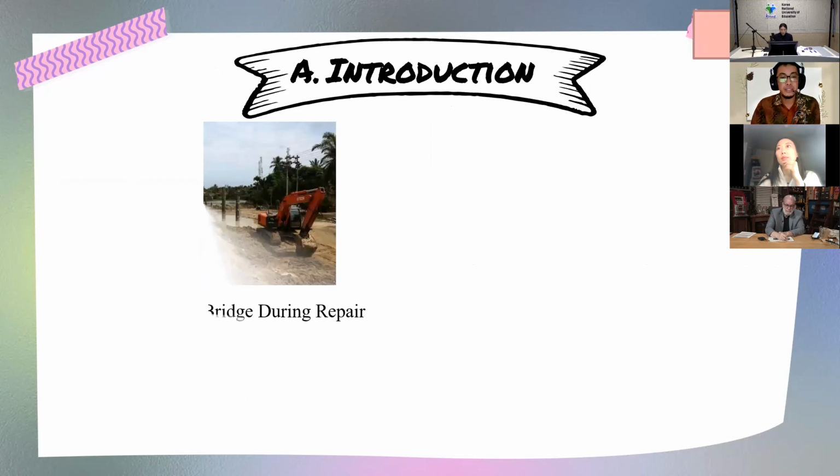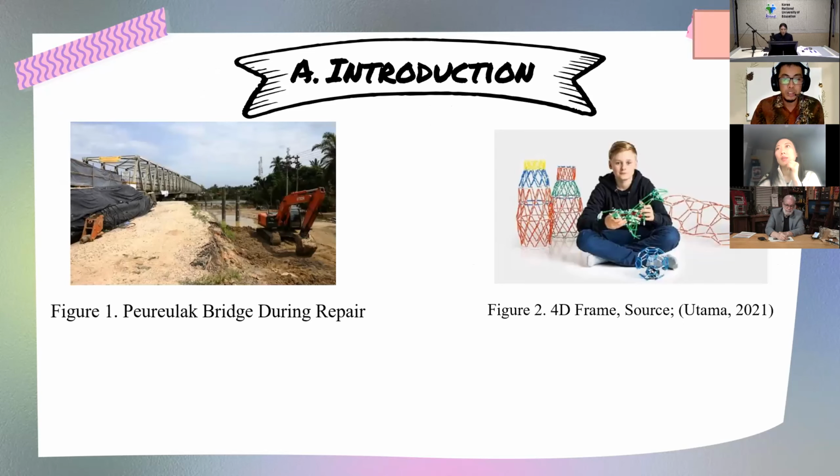Then figure 1, the prologue during required, and figure 2, the 4D frame, source from Mr. Yoga Utama 2021. I will explain. The application of STEM learning in state junior high school Perla is very rare. The students and the author lack knowledge and experience using STEM learning in the classroom. STEM learning will be more meaningful if related to contextual conditions in the surrounding area, making it easier for students to learn it.